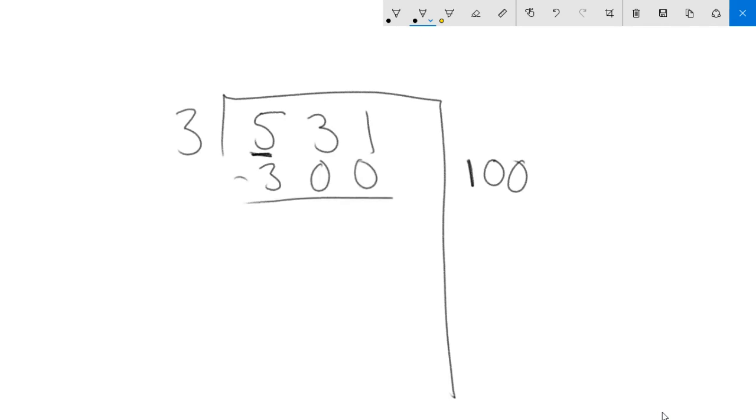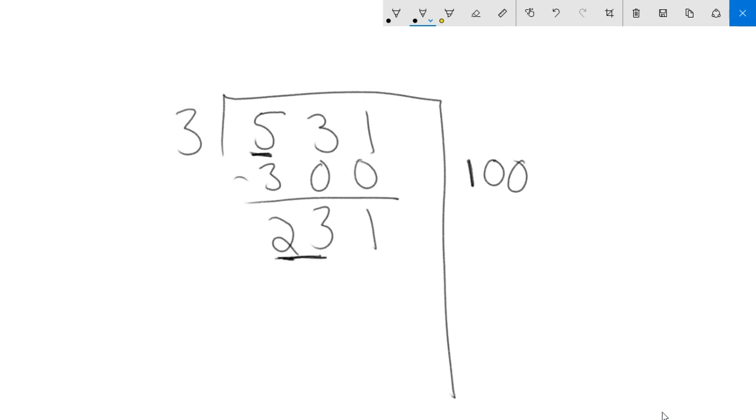Then I can go through and I can subtract 3, 1, 2, and I have 231 left. So I still have $231 that I'm trying to break up between these 3 people. So I look, all right, so 2. Can I do something? 3 times something is 2 or less. No. All right, well, how about 3 times something is 23 or less?